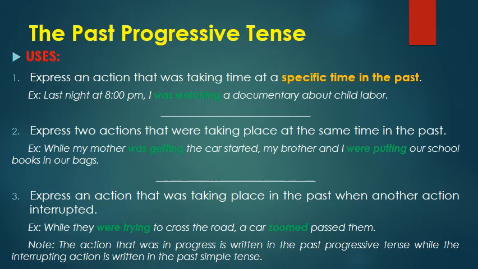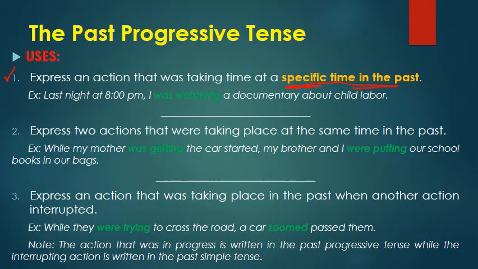Now the past progressive tense, here, where are its uses? 3 uses, and you have to be very careful when you study this. 1, to express an action that was taking place at a specific time in the past.